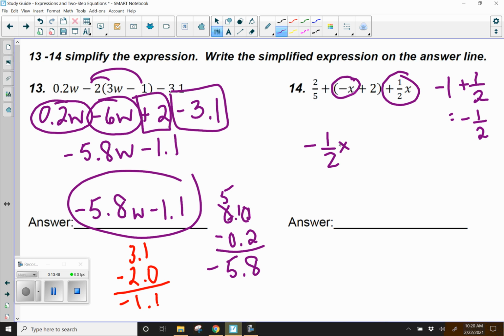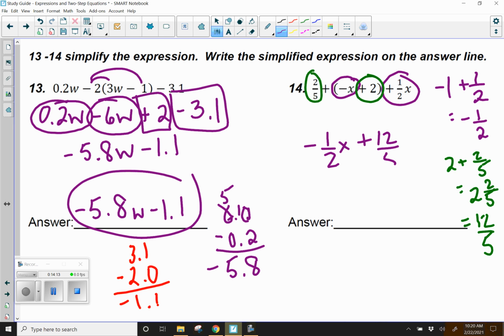Okay, next we're going to combine our like terms. I'm going to do that in green. We have a positive 2/5 and a positive 2. So if I add 2 plus 2/5, that actually leaves me with 2 and 2/5, but we're going to write it as an improper fraction. 5 times 2 is 10, plus 2 gives me 12 over 5. So plus 12 over 5, and that's our simplified answer. So our answer would be negative 1/2 x plus 12 over 5.